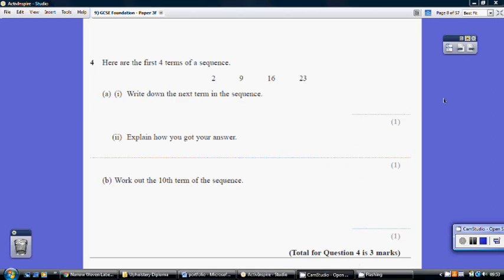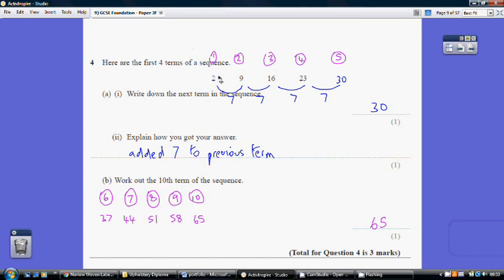Question 4, part A1, write down the next term in the sequence. Well, we can see we're going up in sevens, so 23 add 7 is 30. A part 2, explain how you got your answer. Well, we just added 7 to the previous term. Now for part B, work out the 10th term of this sequence.